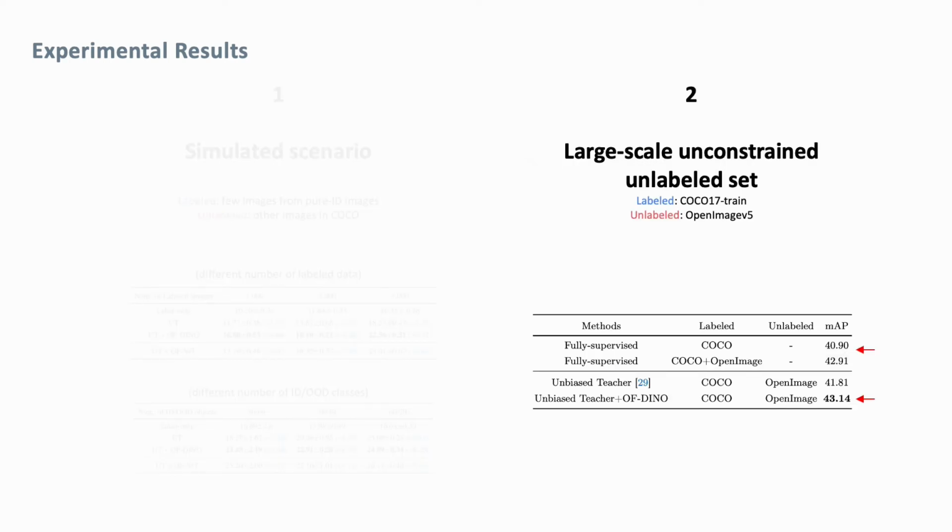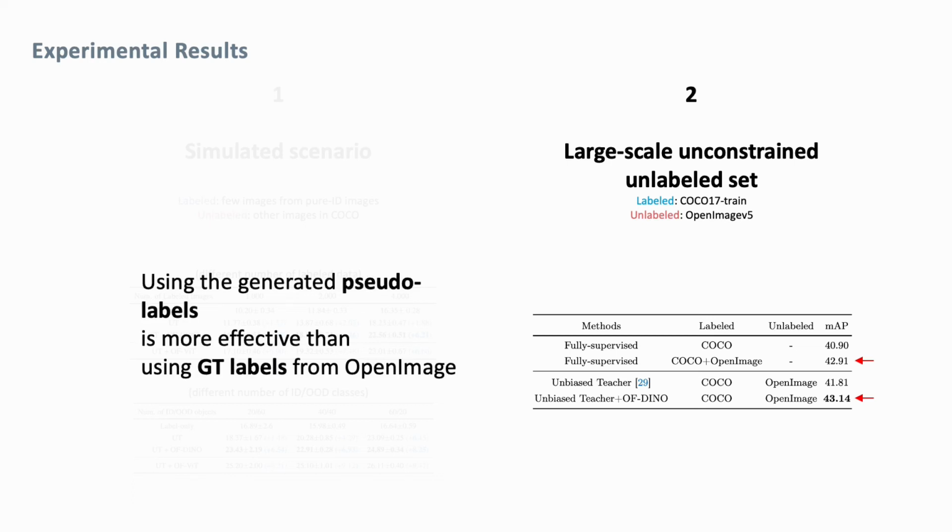For large-scale unconstrained unlabeled data, we use COCO as the label set and Open Images as the unlabeled set. We show that using our framework can improve object detectors trained on the COCO dataset. We also show that it performs better than object detectors trained on COCO and the Open Images label set. This shows that using our generated pseudo-labels is even more effective than using the ground truth labels in Open Images.